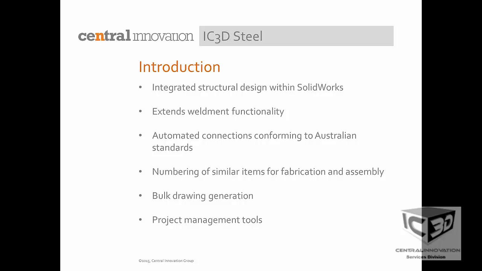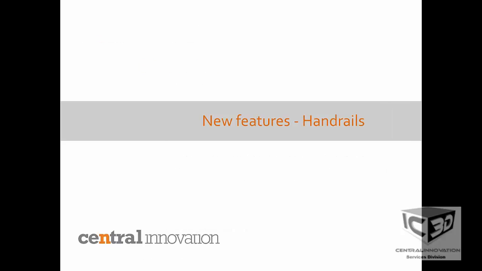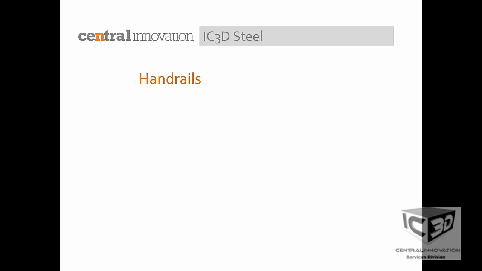So that's a little bit about what IC3D Steel is and where we are at the moment. Of course, it's a software that's continually under development, and we'd look to add more to this in a newer version and a future version as well. So let's talk about some of the new features that have been added, and one of the new features is a handrails module. So this handrails module, I guess, what was the reason for developing it?